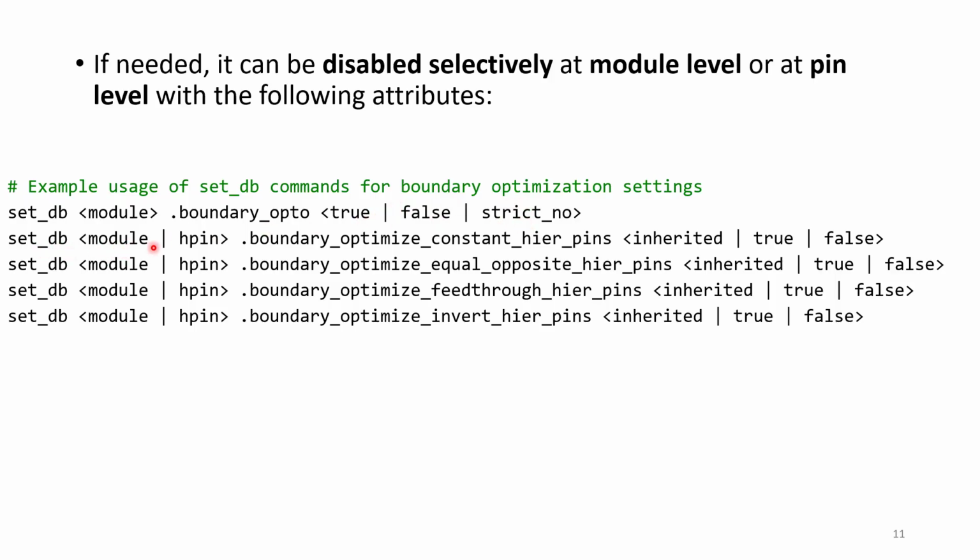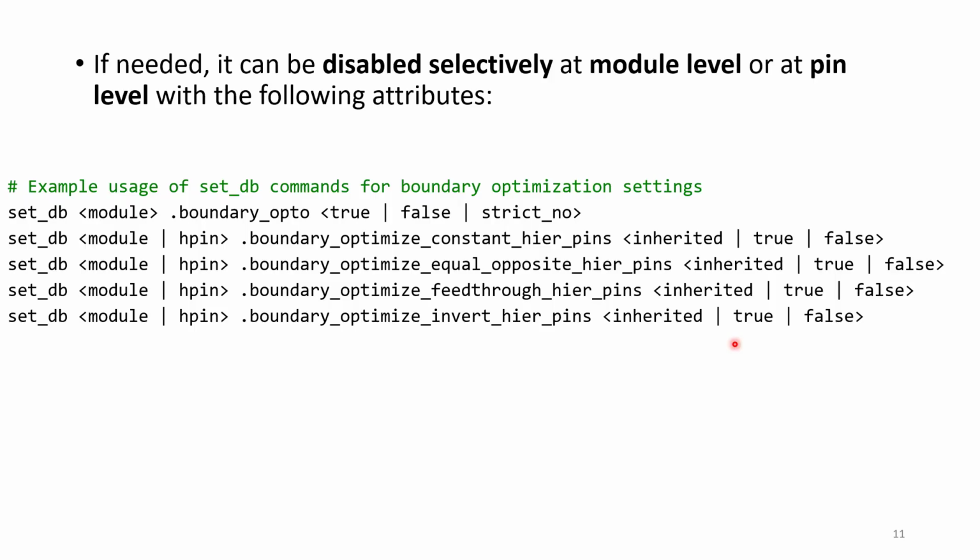Next is set_db, and here you can give either module name or hierarchical pin, and the same you have to give dot boundary_optimize_constant_hierarchical_pins. It can be given either inherited, true or false. Next set_db, again you can give module or hierarchical name, and it is boundary_optimize_equal_opposite_hierarchical_pins, and you can give these three switches. Next again set_db, either you can give module or hierarchical name, boundary_optimize_feedthrough_hierarchical_pins, followed by these three. And the last one is boundary_optimize_inverted_hierarchical_pins, and you can give the following three switches.